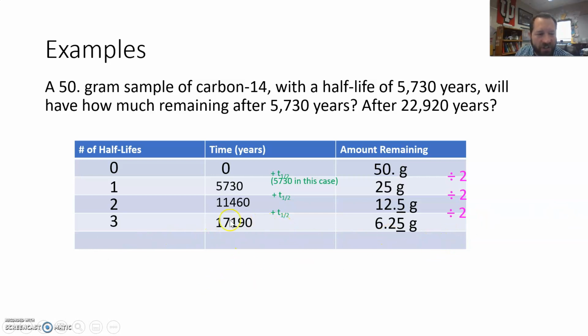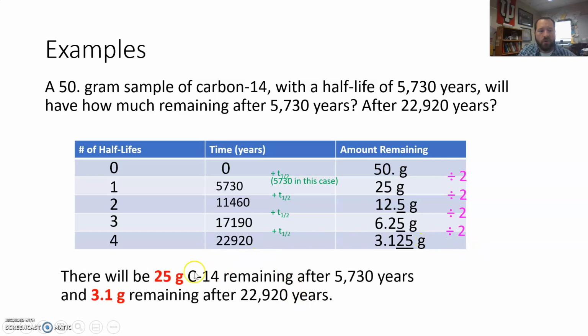After that little significant digit aside, we'll move on to our fourth half-life. We add another 5,730 years, and we're now up to the 22,920 years the question was asking for. Again, we take the amount we have and divide it in half. 3.125 grams is what we'll have remaining. Now we can answer our question. We'll have 25 grams remaining after 5,730 years, and we'll have 3.1 grams remaining after the 22,920 years.